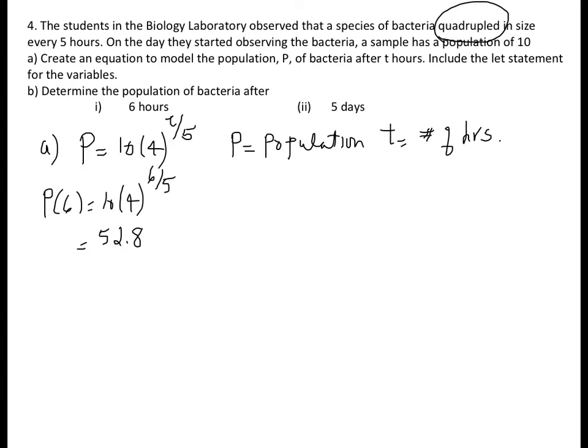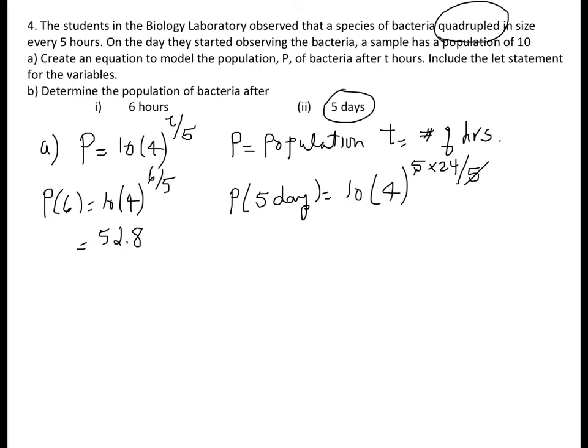Part 2 says find the number of bacteria after 5 days. So I'm going to say P of 5 days is equal to 10 times 4 exponent. Now t is hours, so you have to change 5 days to hours, which is going to be 5 times 24 divided by 5. You can easily see that 5 cancels out with 5. And if you simplify this one, then you get a big number, 2.8 times 10 exponent 15 bacteria here.